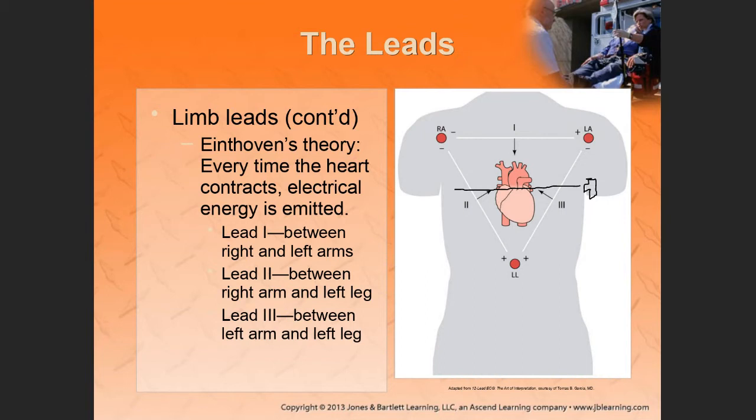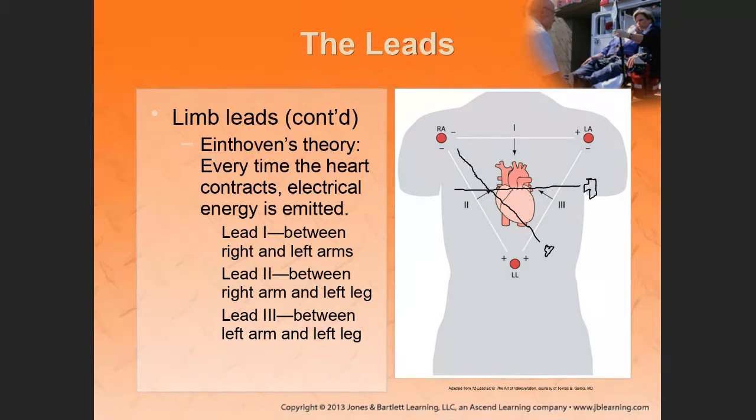Lead 2 is from the right arm to the left leg. So think of the current moving this way. So the current is moving like this for lead 1. Wherever the current starts is negative, wherever the current ends is positive. And you have a camera looking at the heart on the positive end. So lead 1 looks at the left side of the heart. Lead 2 looks at the inferior portion of the heart.